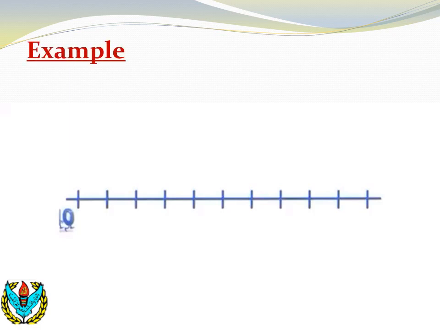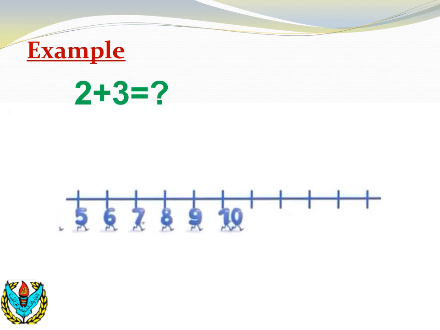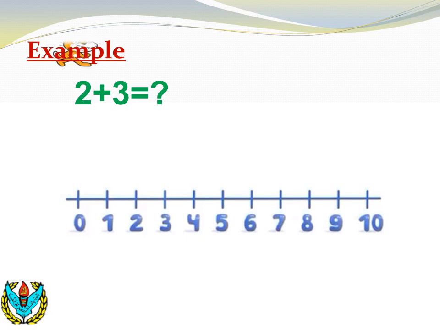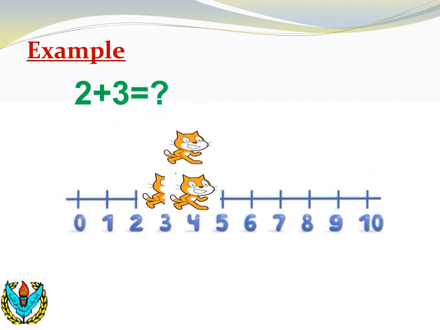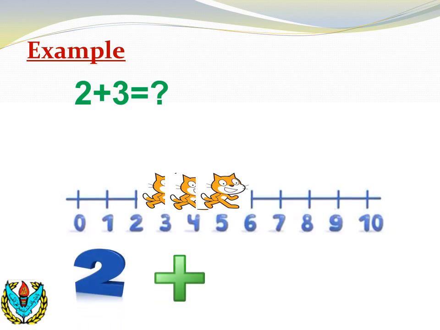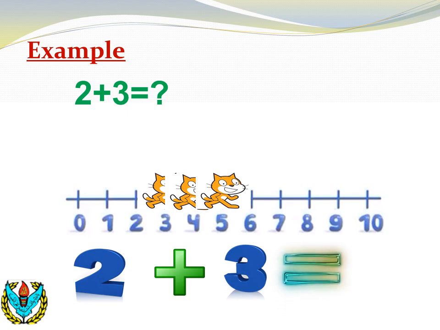Our first example to understand the concept. What do we get when we add 2 plus 3? In order to learn, here is a number line. You can see 0 to 10 numbers on this line. We start at 2 and jump 3 numbers on the right. We get number 5. Which is the answer? Number 5. 2 plus 3, we get 5.